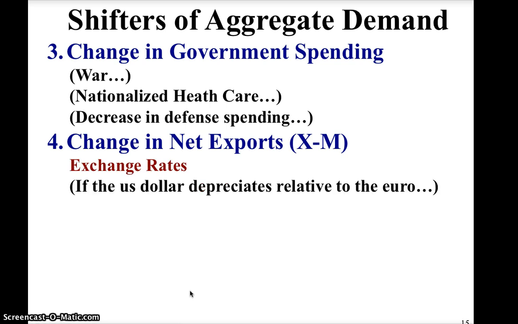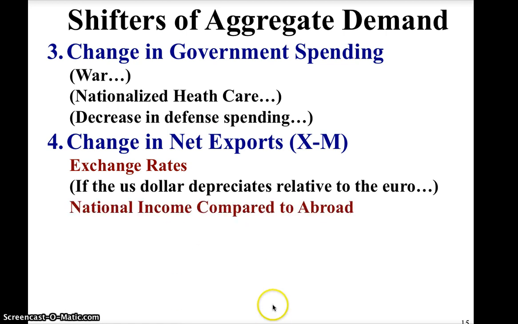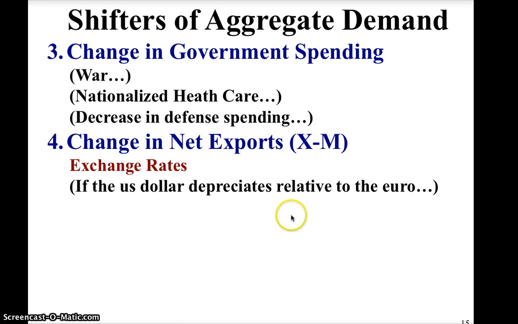If exchange rates change, so for example, if the US dollar depreciates relative to the euro, what happens? Now, we haven't talked about exchange rates yet. We're going to talk about that in some of the last modules in the course. But if the US dollar depreciates relative to the euro, that means that the euro is more expensive for us and our goods are cheaper to people in Europe. So our net exports would go up, and thus our GDP would go up and our aggregate demand would go up.